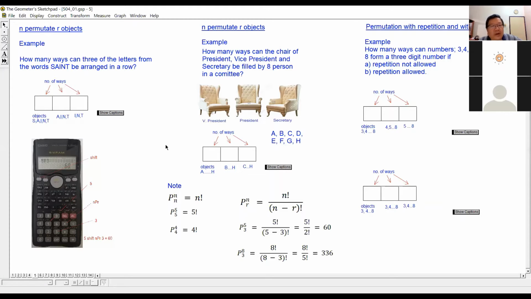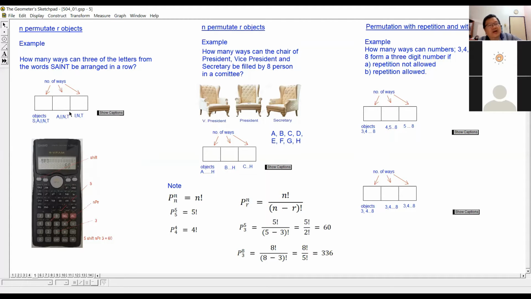Okay, so you know the question, right? Now we look at one example. Li Ying, you read this one. How many ways can three of the letters from the word SAME be arranged in a row? Now, how many letters are there in this word? Five. But you want to arrange how many? Three.